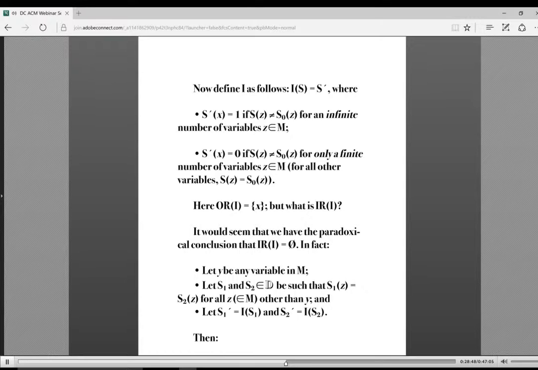I of S equals S prime, where S prime is defined as follows. S prime of X equals 1 if S of Z is unequal to S sub 0 of Z for an infinite number of variables Z in the memory M. S prime of X equals 0 if S of Z is unequal to S sub 0 of Z for only a finite number of variables Z in M. For all other variables, S of Z equals S sub 0 of Z.